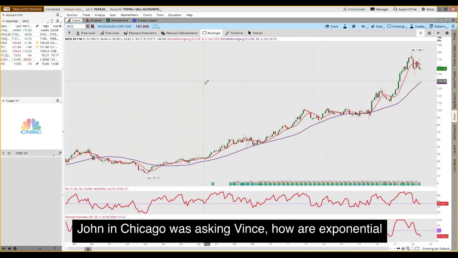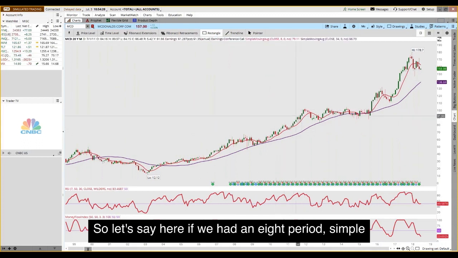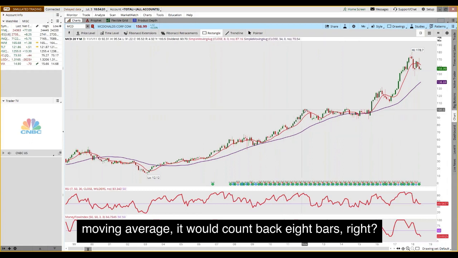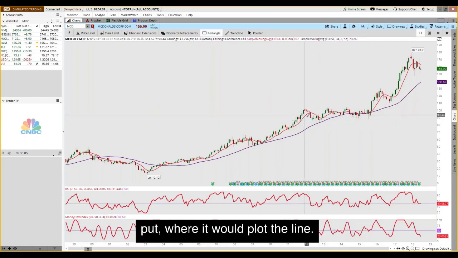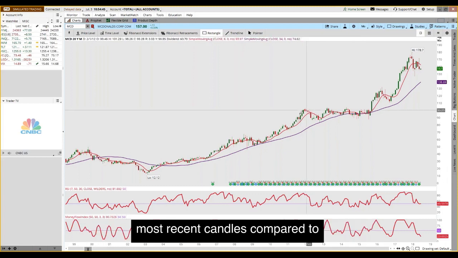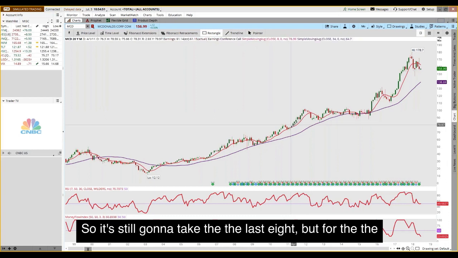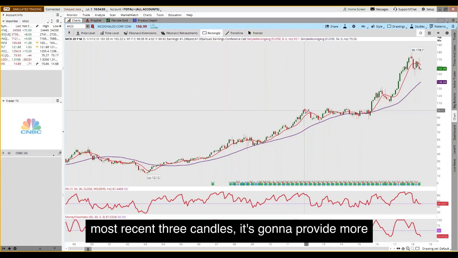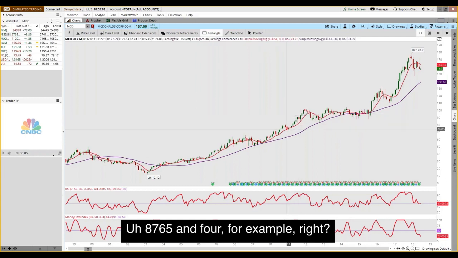John in Chicago was asking, Vince, how are exponential MAs actually calculated? Let's say if we had an 8-period simple moving average, it would count back 8 bars and average out the closing price of those 8 bars. And that's where it would plot the line. The exponential means it's giving more weight to the most recent candles compared to the further away candles. So it's still going to take the last 8, but for the most recent 3 candles, it's going to provide more weight in the calculation than it does to candles 8, 7, 6, 5, and 4, for example.